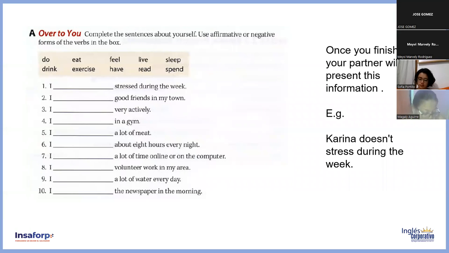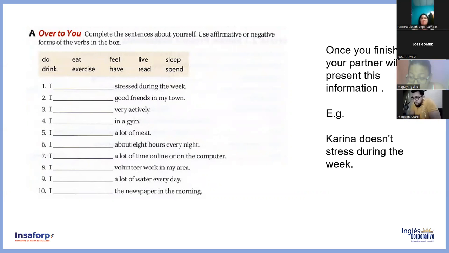Okay, so let's see. I have some more. I got Jonathan and Sofia Portillo. Okay, go ahead, ladies. Okay. Jonathan feels stressed during the week. He has good friends in your town. He feels very actively. Jonathan exercises in a gym and he eats a lot of meat. Okay, perfect. Continue, please.